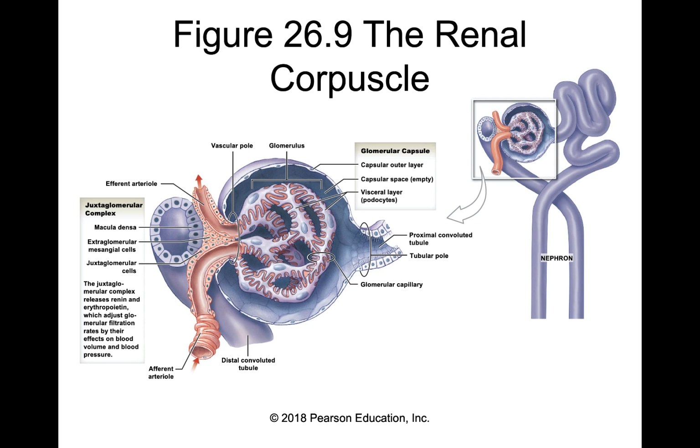And how you can remember this, think of A. So in alphabet, A comes before E. So afferent arteriole is going to take the blood into the glomerular capillaries, and then those are going to come together and form a portal vessel that's going to be called efferent arteriole.